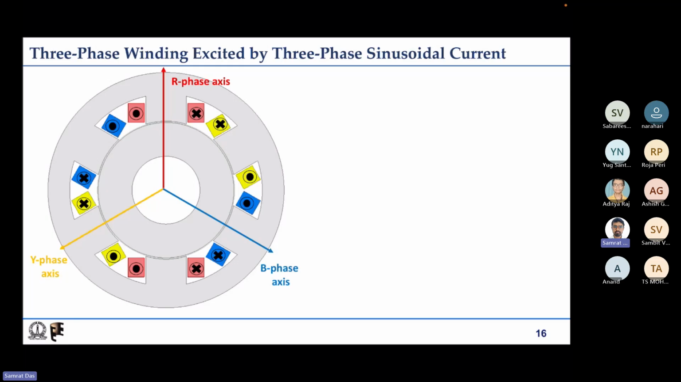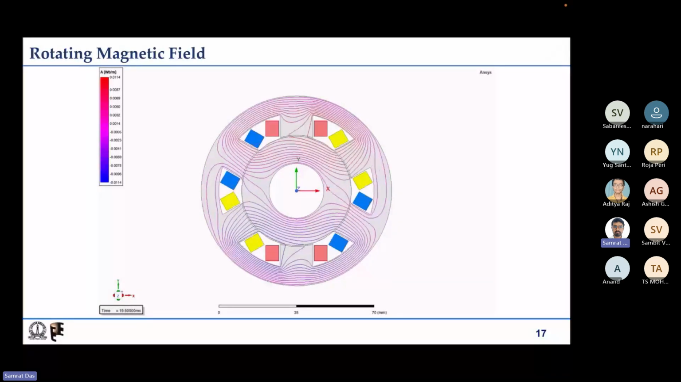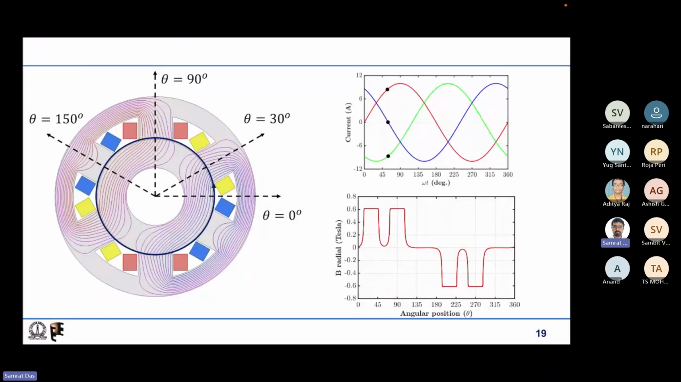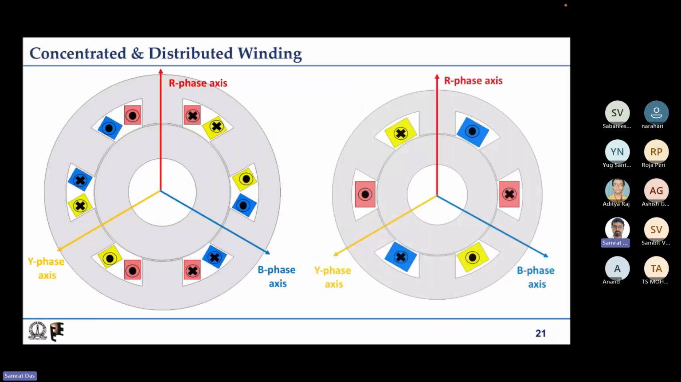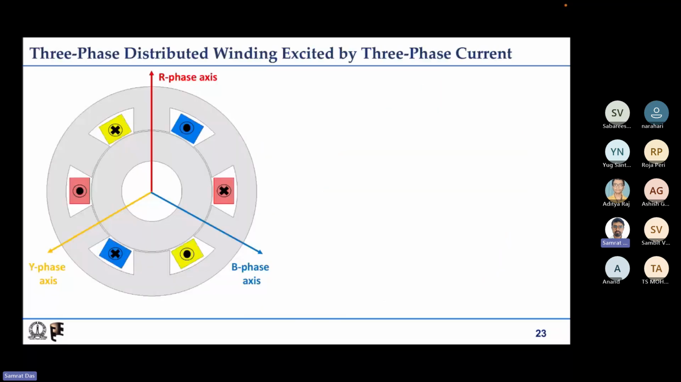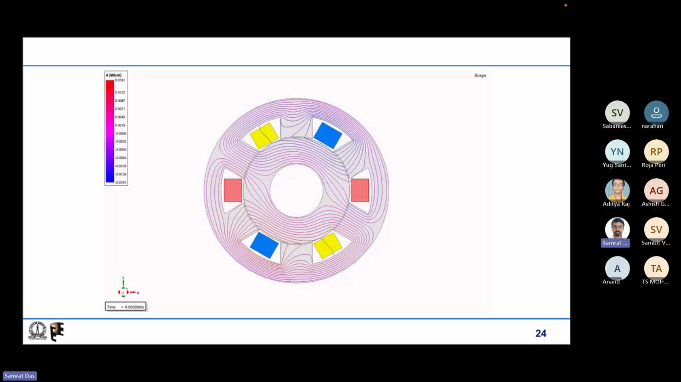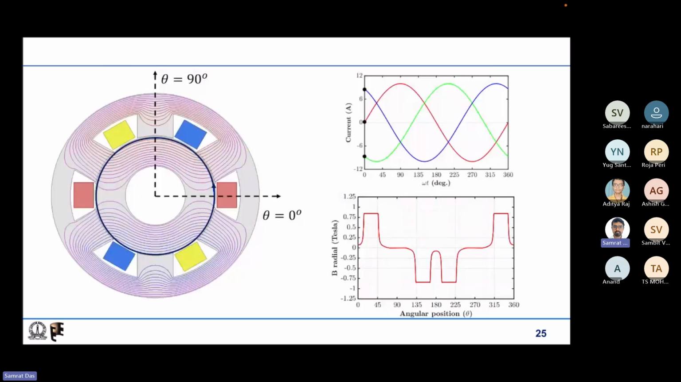Then we realized that using three phase, it is possible for us to produce a rotating magnetic field. All these are using concentrated winding. Now the same thing can be done with distributed winding also, as shown in the right hand side picture. So we also visualized what we mean by concentrated coil and what we mean by distributed winding. If we excite a distributed winding with three phase current, it will produce a rotating magnetic field in the same way.